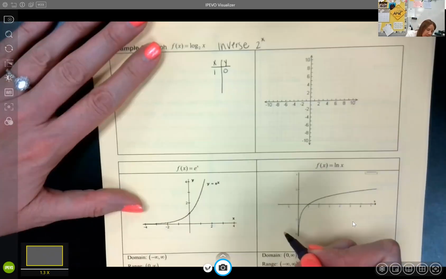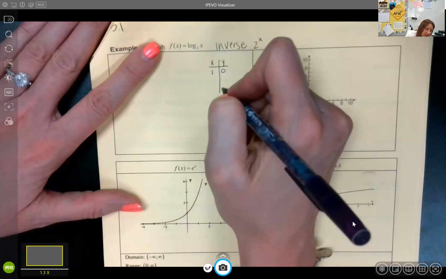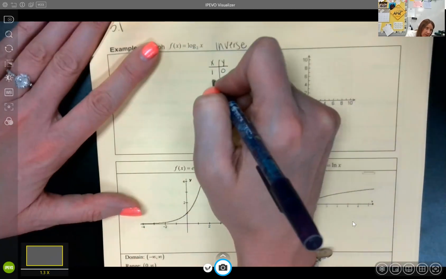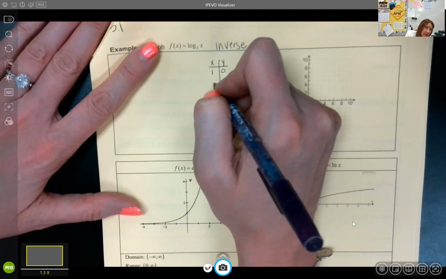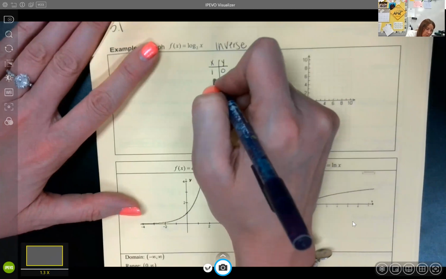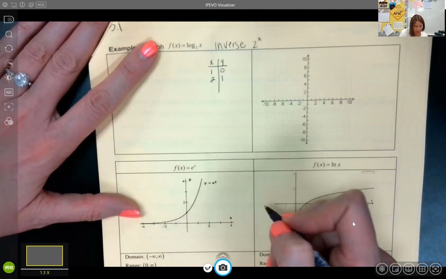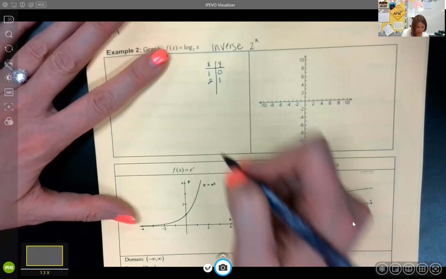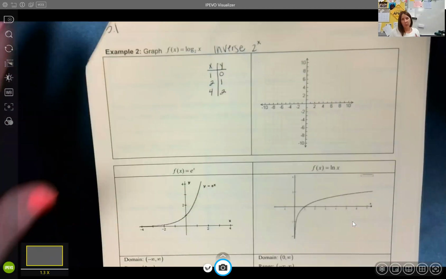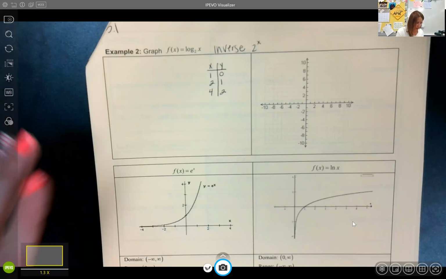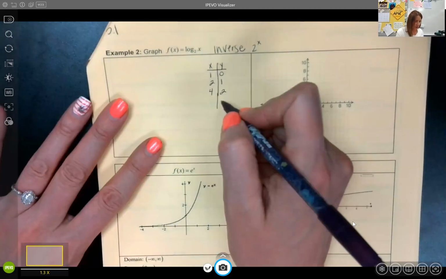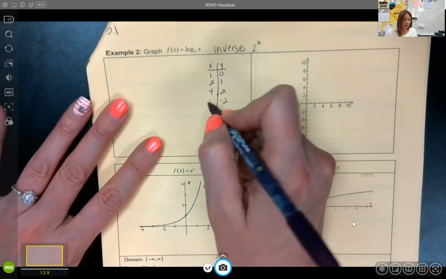Okay, so it's going to go through 1, 0, and then it was 1, 2, so it would be 2, 1. Okay, and then it was 2, 4, so it will be 4, 2. So all I've done is switched those points, and then when it was -2, it was 1/4.